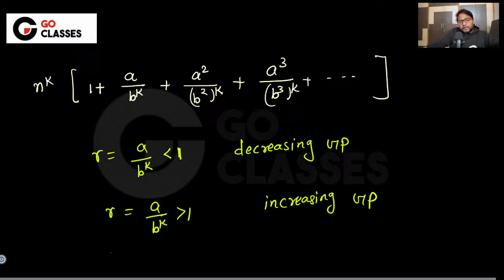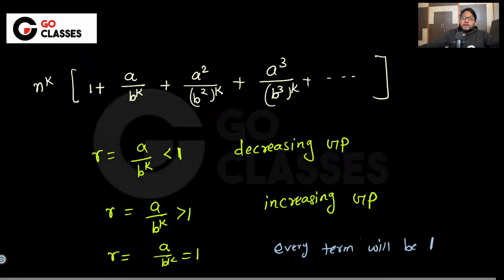If the common ratio is equal to 1, then this is not going to be a GP. Then this is just 1. If there are, let's suppose, p terms, then it will not be a GP. Every term will be 1. Okay, cool.